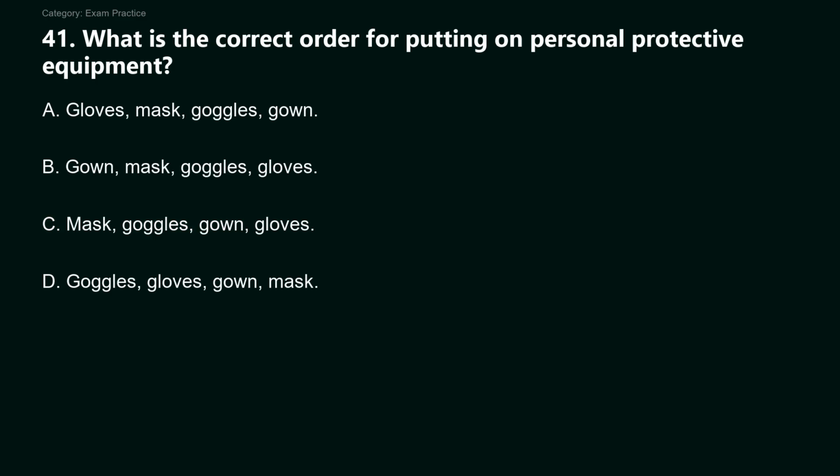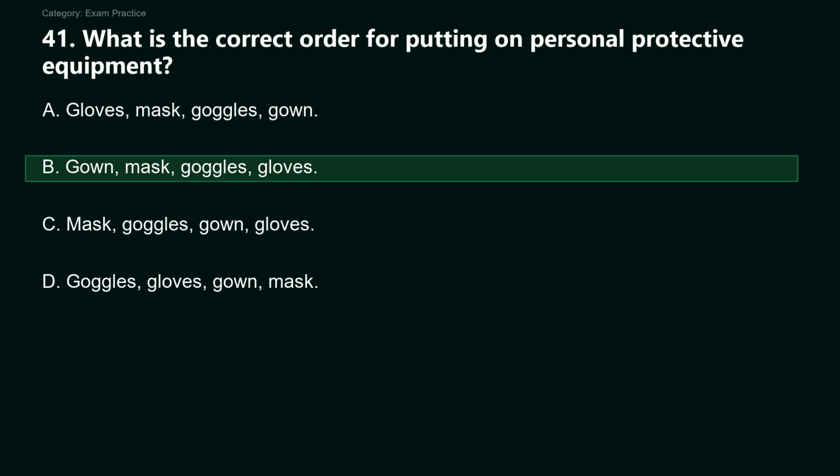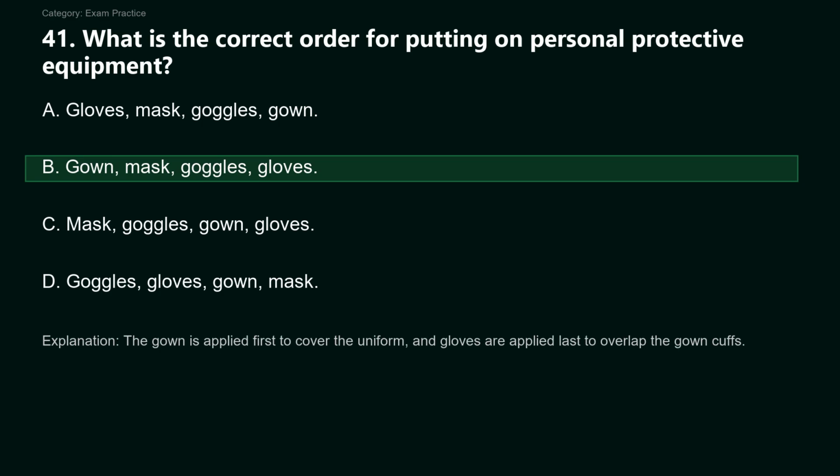Question 41. What is the correct order for putting on personal protective equipment? Option A, gloves, mask, goggles, gown. Option B, gown, mask, goggles, gloves. Option C, mask, goggles, gown, gloves. Option D, goggles, gloves, gown, mask. The correct answer is option B, gown, mask, goggles, gloves. The gown is applied first to cover the uniform, and gloves are applied last to overlap the gown cuffs.